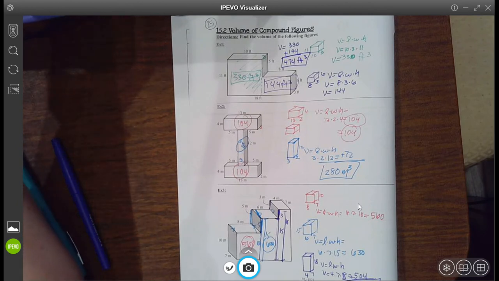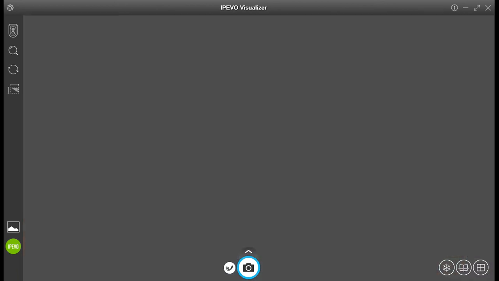Congratulations if you got all those right. If not, maybe try some problems that look similar to these throughout your packet. Or type into Google KUTA worksheet, K-U-T-A worksheet, volume of compound figures. Okay, and then you can try some more of those.